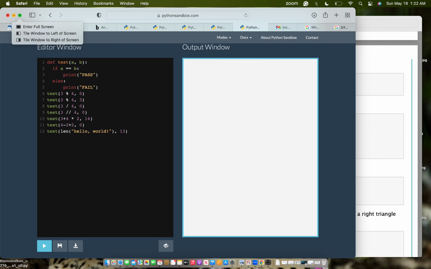For number 2, we have the remainder of 3 divided by 4 is equal to 3, which is correct because we can't really divide 3 by 4 to get a whole number. And so that just leaves us with a remainder of 3, and 3 is equal to 3, so that's perfect.